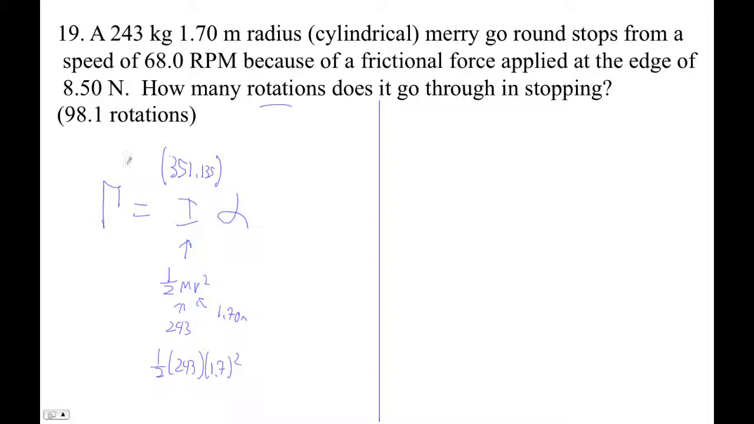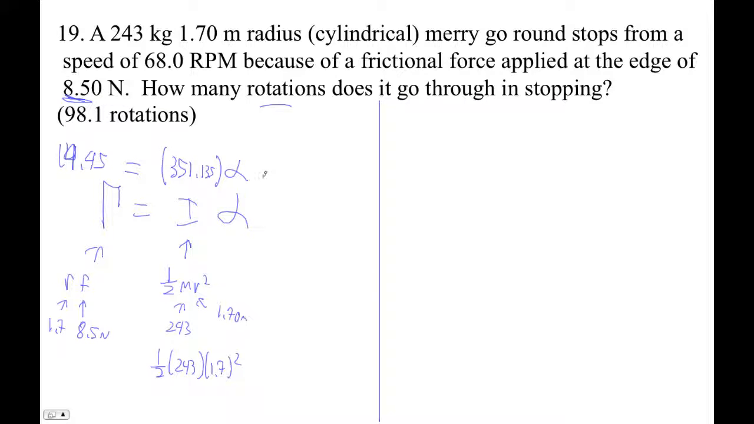All right, and then I think we can find the torque. Torque is R F, right? And R is 1.7, and F is 8.5 newtons. Okay, so 1.7 times 8.5, somewhat surprisingly, is 14.45. And that's a 4. Right, so now I can find alpha.